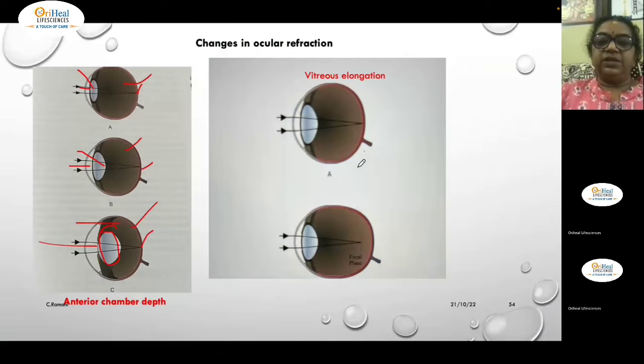This is another interesting thing which you should know. This is vitreous elongation. See, when the vitreous is elongated like this, what happens? The focus will be more in front of the retina. That says that it is a myopic eye. So usually you will find this vitreous elongation as an inherited mechanism in the case of Labradors. So that is why many Labradors will be highly myopic.